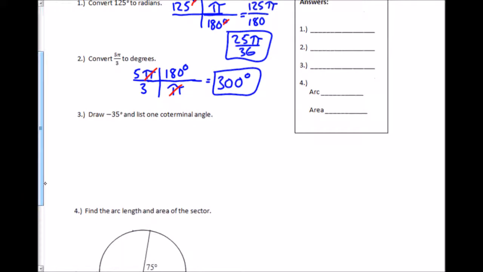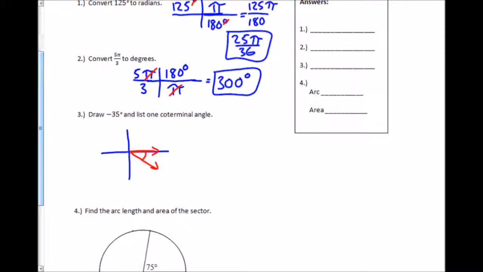For this one, it asked me to draw a negative 35 degree angle. And this doesn't have to be super accurate. I just want to determine what quadrant this thing is going to be in. So remember, my starting position is always right here on my x-axis. And if I want to count negative 35 degrees, it means I'm going to go clockwise. So 35 degrees is right around in here somewhere. So that would be my negative 35 degree angle.